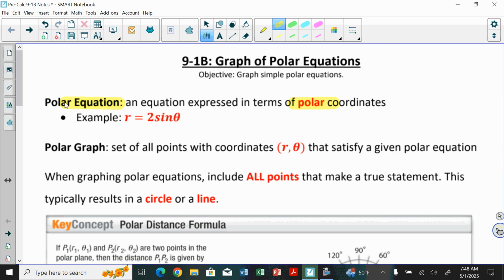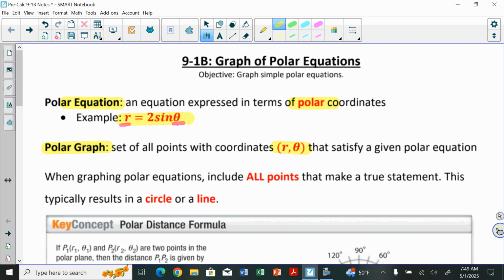An example of that would be r equals 2 sine theta, right? You've got your r value, because that was part of it, and then you've got a theta as well. So when we have an r and a theta in the equation, that would be a polar equation. A polar graph is the set of all points with coordinates (r, theta) that satisfy a given polar equation.